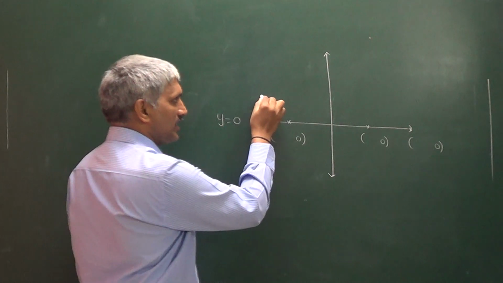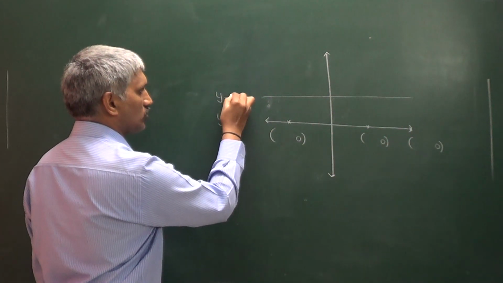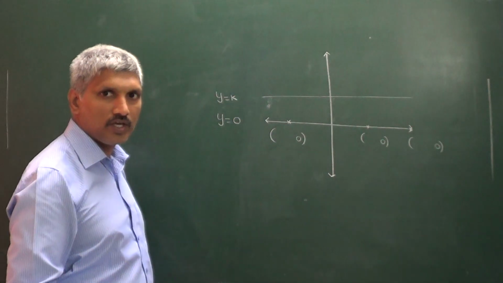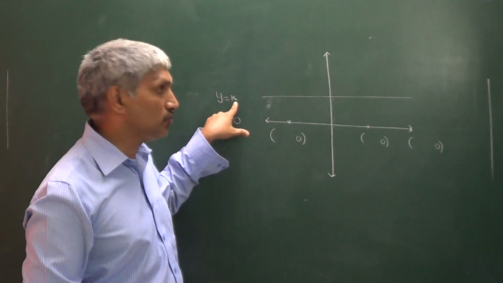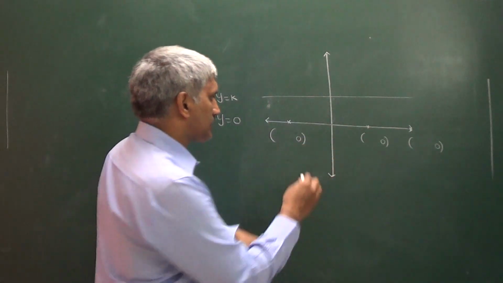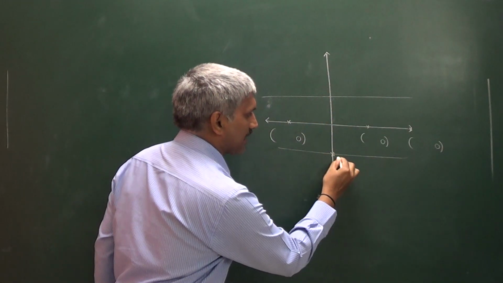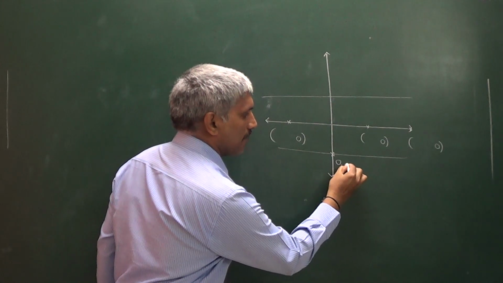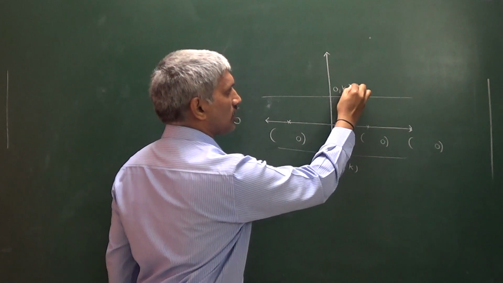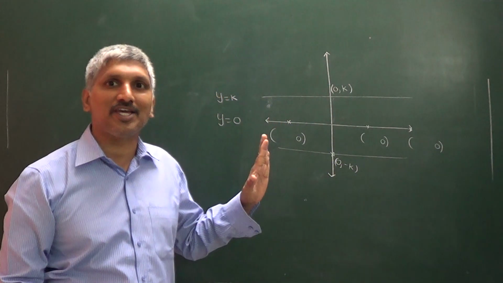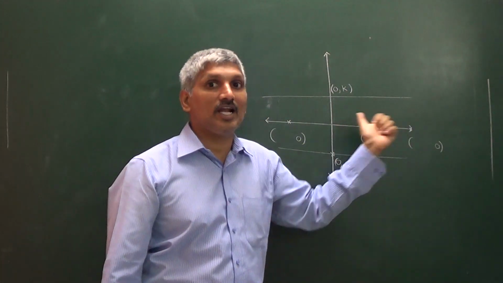Any line parallel to the x-axis is of the form y equals k. If the line is above the x-axis, then k is positive. If the line is below the x-axis, then k is negative. So this particular point I can say is (0, -k), and this particular point is (0, k), where k is positive, right? So that is the equation of a straight line parallel to the x-axis.